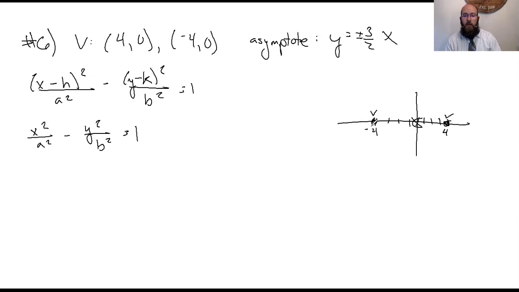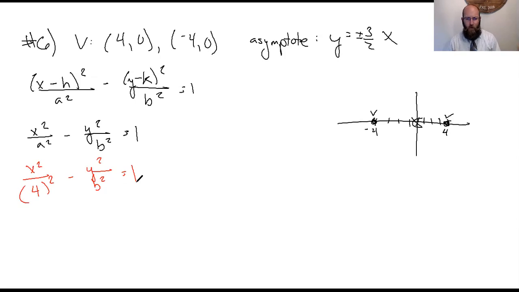The x number is coming from how far away my vertex is from my center. So it's 1, 2, 3, 4. So I plug a 4 down in there. X squared over 4 squared minus y squared over b squared equal 1. Okay, so that's a 16 as the denominator. Cool. But how do I find b squared?